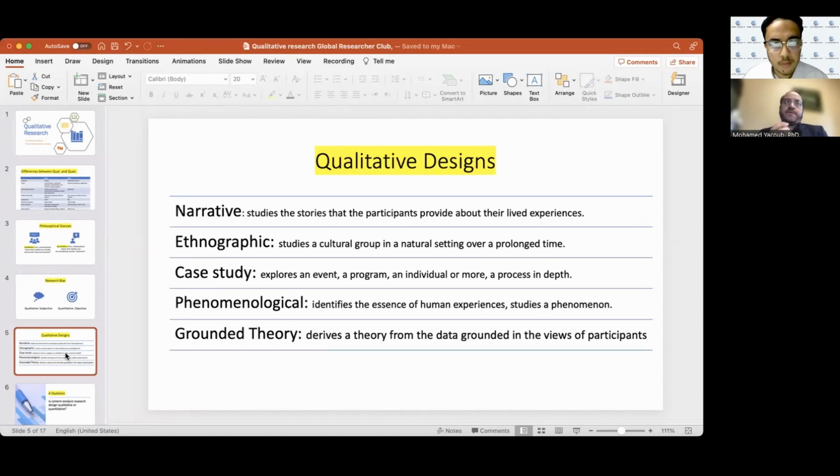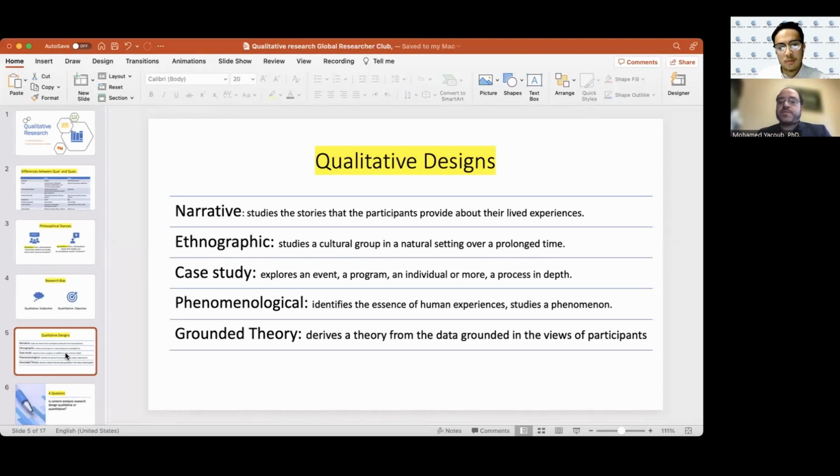Now I have a topic, I'm interested in exploring something, and now it's time to choose a design. Do we have one single design? No, it's not one single design. We have multiple designs in qualitative research. These range from narrative to grounded theory. They include ethnographic studies, case studies, phenomenological studies, or grounded theory. I'm going to briefly talk about these different designs.